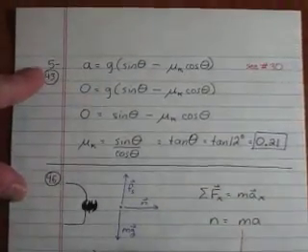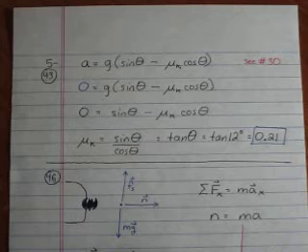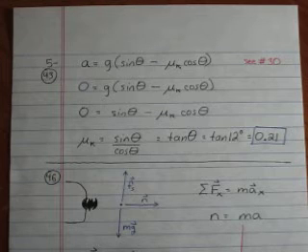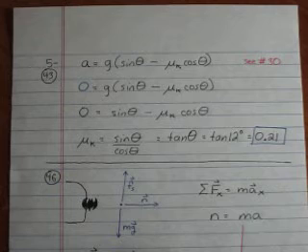Number 43. A child slides down a slope at constant speed. What is the frictional coefficient? Constant speed means zero acceleration. So we have the equation a equals g sine theta minus mu sub k cosine theta. For the derivation of that, go back to problem number 30 on this video.